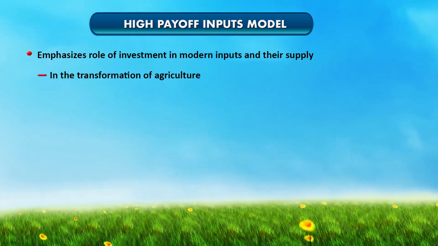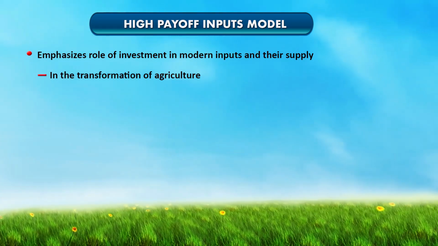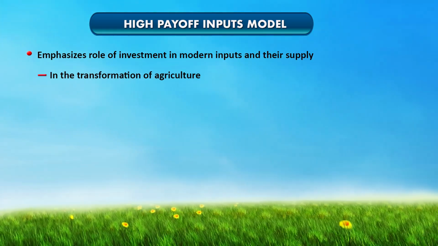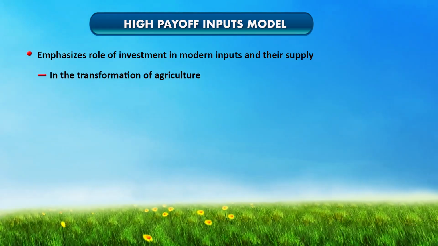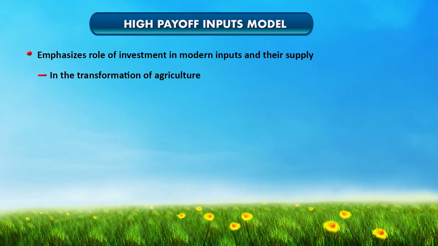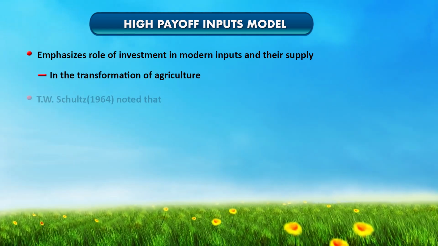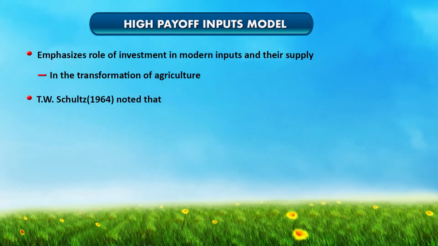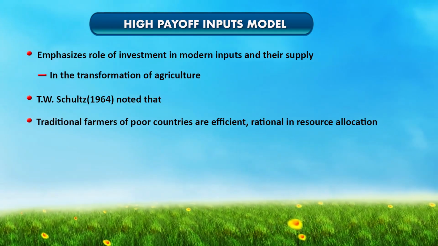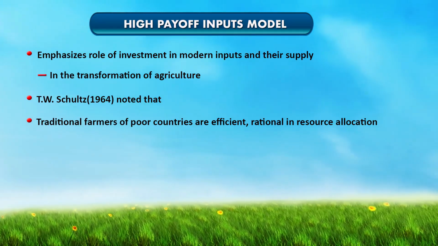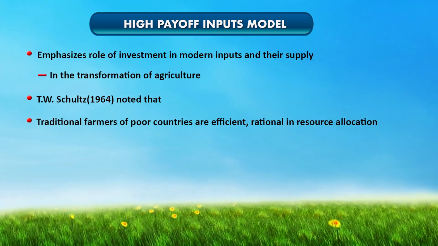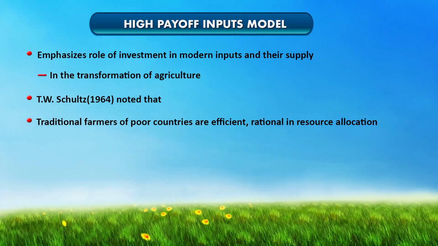Then another important theory is the high payoff input model, and this model emphasizes the role of investment in modern inputs and their supply. So this model basically talks about the use of modern inputs in the transformation of agriculture. And T.W. Schultz basically noted that the traditional farmers of our country are efficient and rational in resource allocation. They know how to allot resources in a rational manner, so they can get good yield or good return.